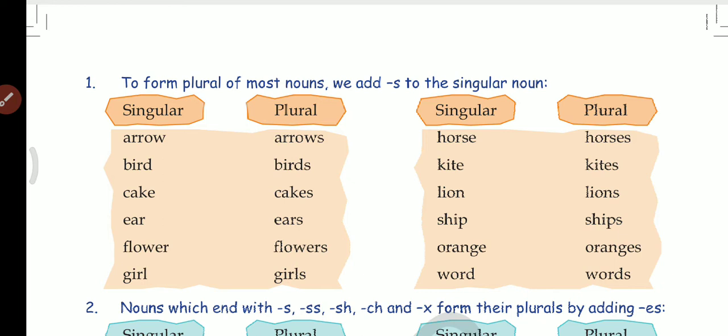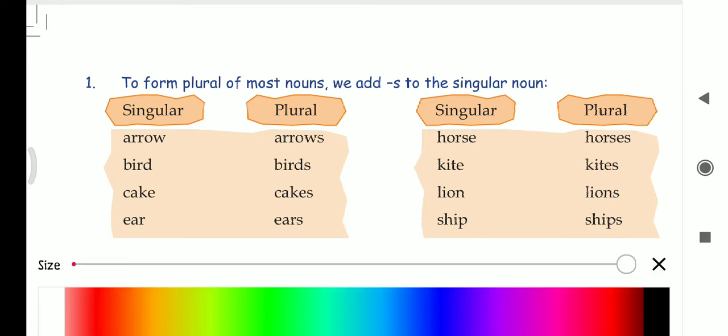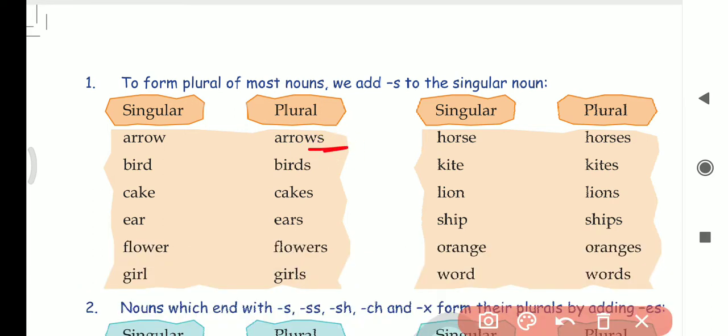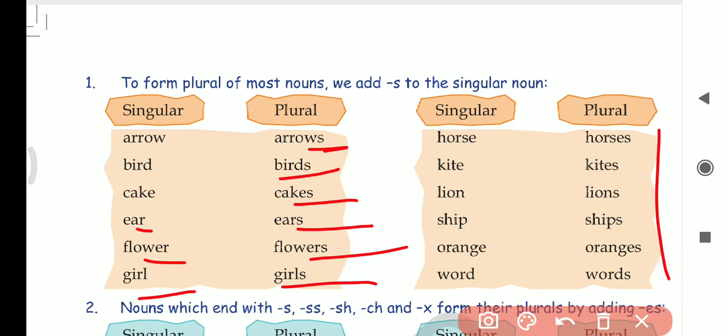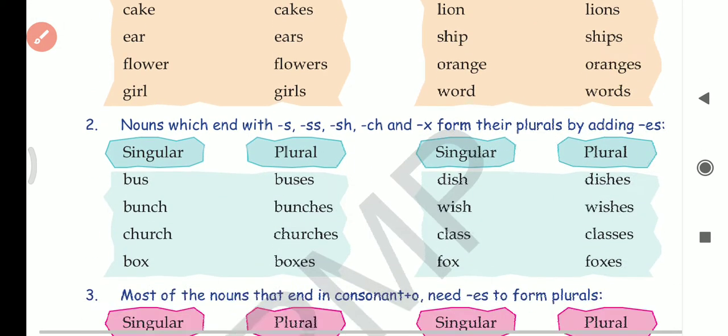For example, arrow becomes arrows. Only s is added. Bird, birds. Cake, cakes. Ear, ears. Flower, flowers. Girl, girls. Similarly, only s is added to the singular noun in order to make it plural. So this is the most simple rule in order to change singular to plural. Now let's move to the second rule.